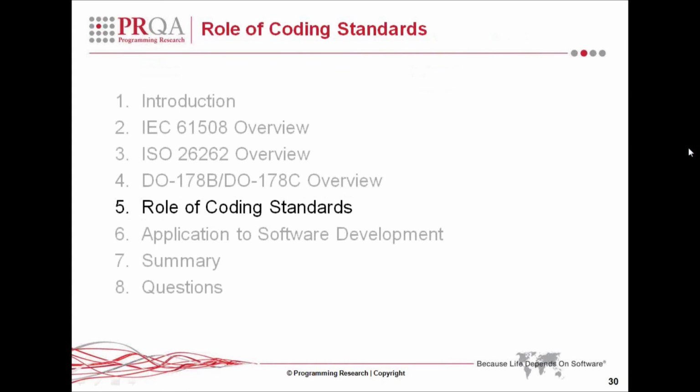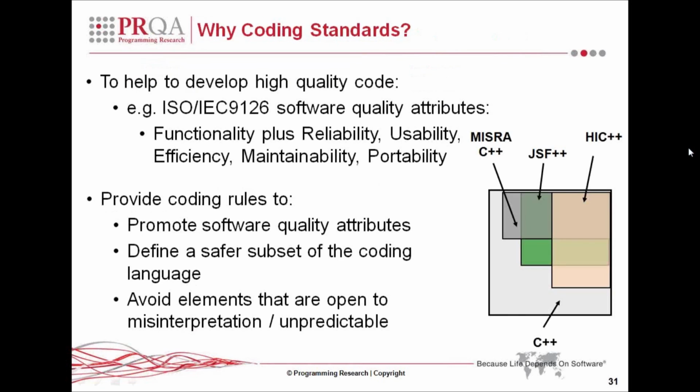The role of coding standards within these guidelines. So why do we have coding standards? Well, it's not just to meet the requirement of the process standards or the safety standards. It also helps you to develop high quality code.